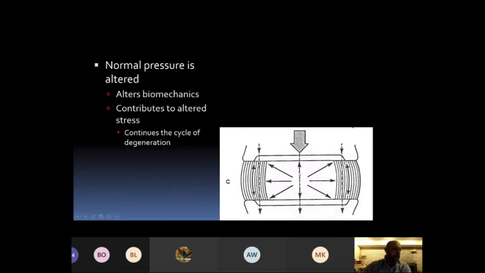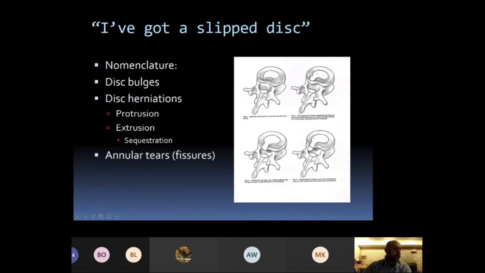Okay, so if we have anything that alters those stresses here, we're going to start to get disc degeneration. Okay, so that's just a little bit of the anatomy of the disc in a nutshell and how it handles those biomechanical forces. This next phase that we're going to talk about here is the nomenclature of disc herniations, right?